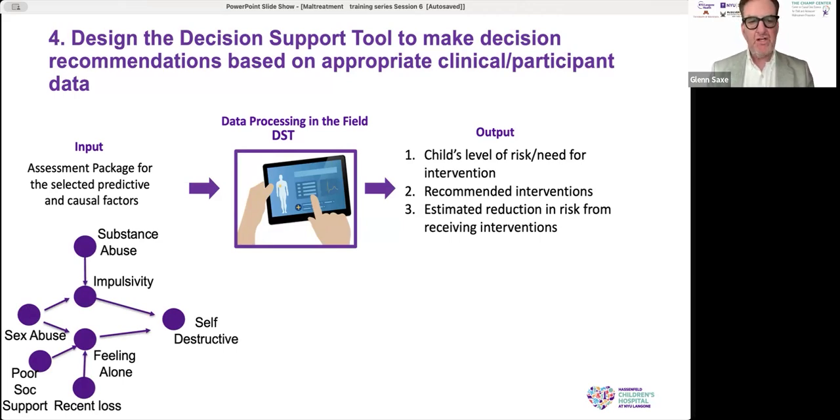Assume that the size of effect for all the causes were significant enough to want to intervene. So basically, you would think through and hopefully get input from stakeholders and experts and all of that. So what interventions might you come up with for each of these causes to reduce the risk of self-destructive behavior?